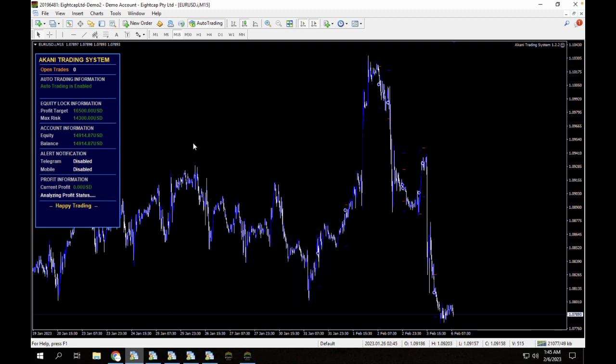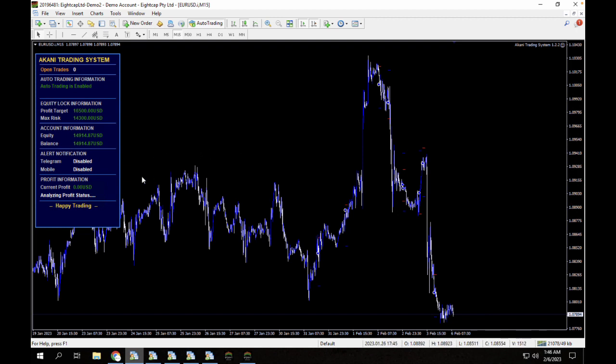As you can see, it had a sell trade here, also had a sell trade here, and a buy trade here as well, which hit break even. So we are currently in a losing position right now, about $86 in loss, but hopefully we are going to get back up.